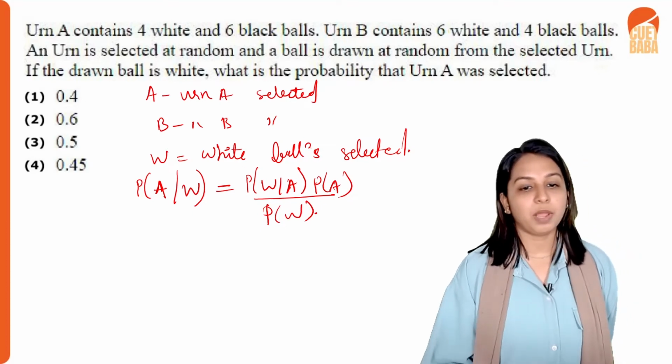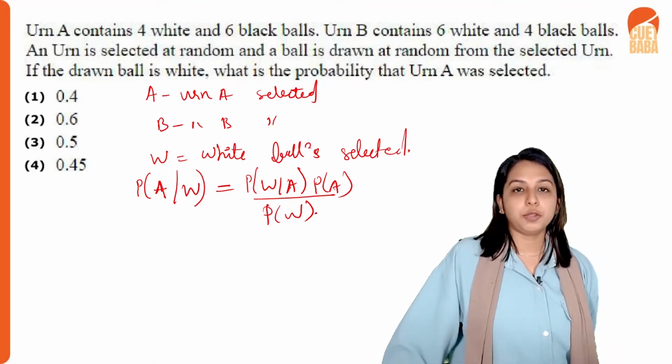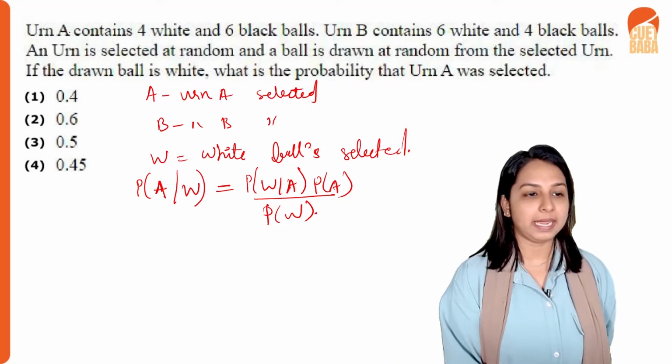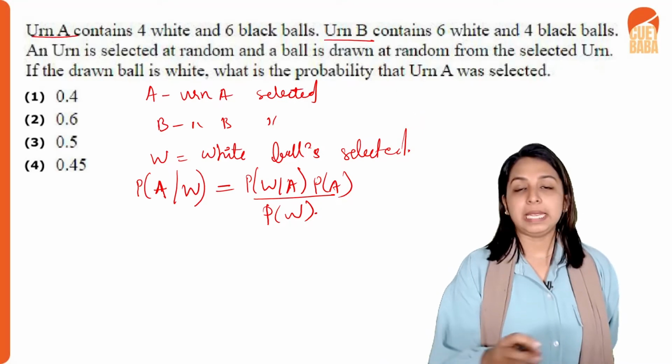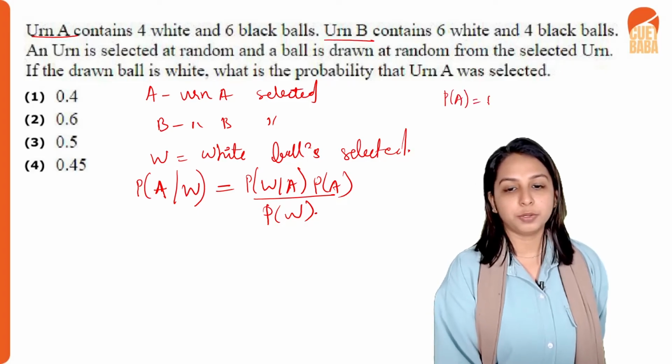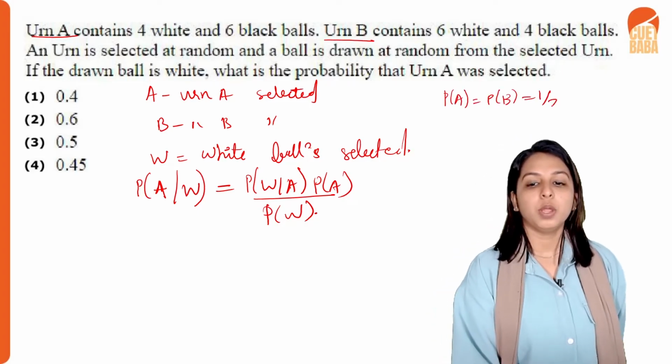So probability of A means probability of selecting urn A. Since there are only two urns, urn A and urn B, selecting one among them will be 1 by 2. So probability of A is equal to probability of B, which is equal to 1 by 2.